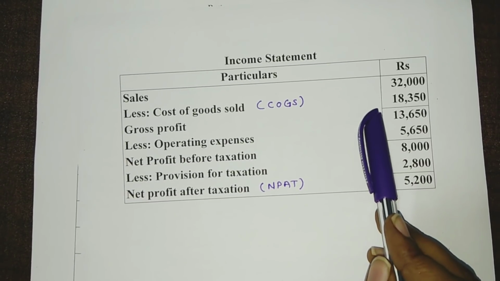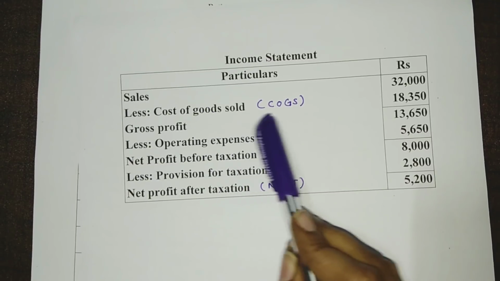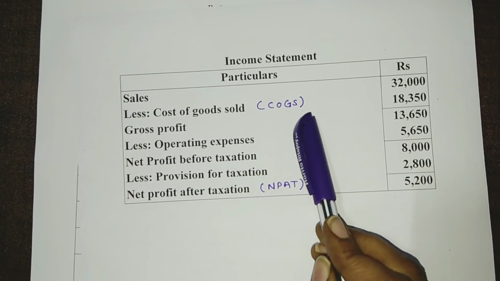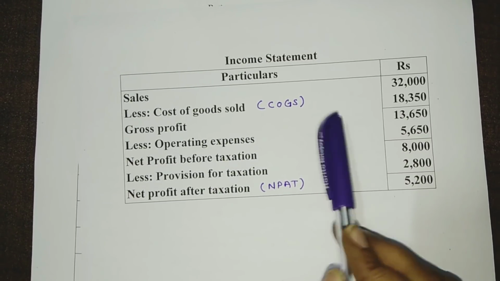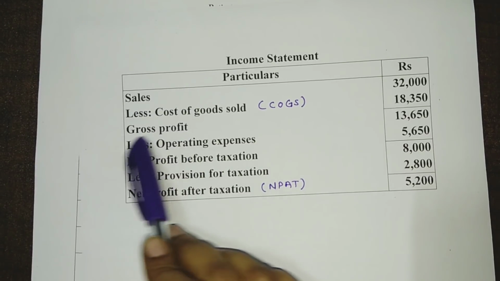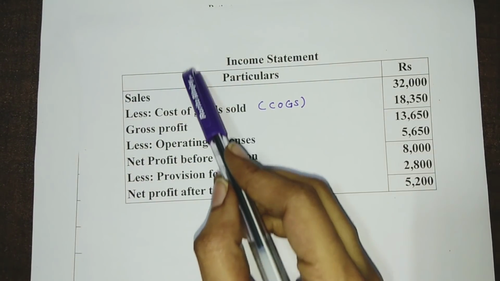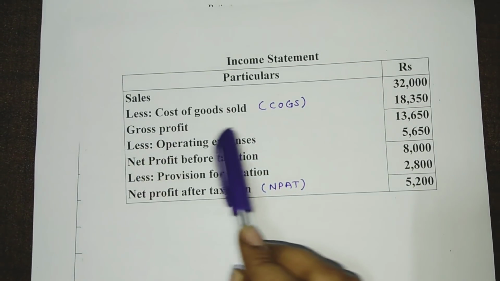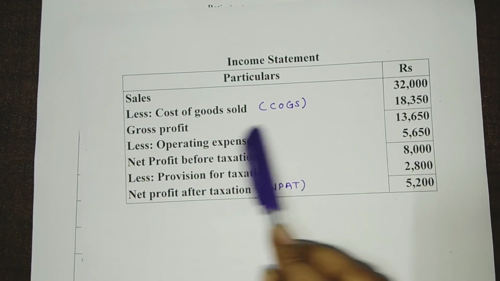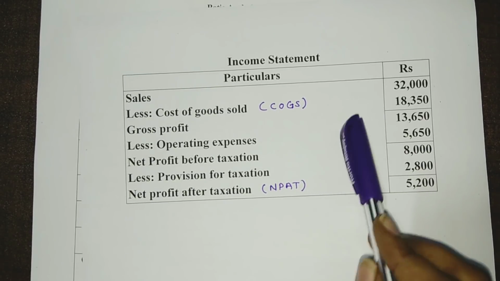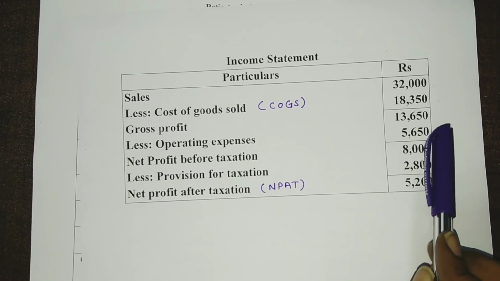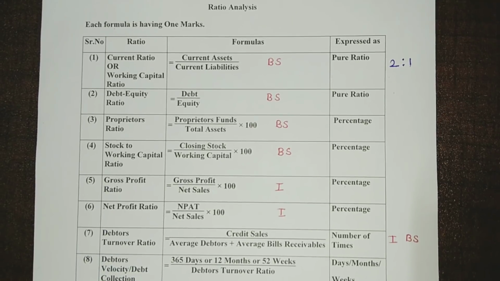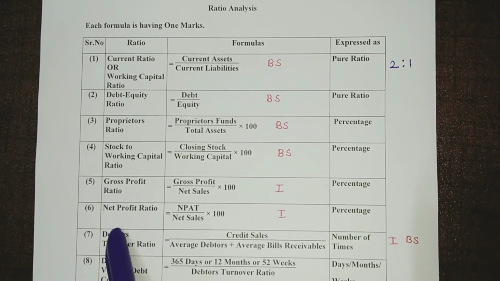Gross profit is simply sales minus cost of goods sold, that is COGS, you will get the gross profit. So, if you want to find out the gross profit, you have to come in the downward direction in case of your income statement. On the first or second line or the third line, you will get this amount of gross profit easily. Now, the next one is net profit ratio.